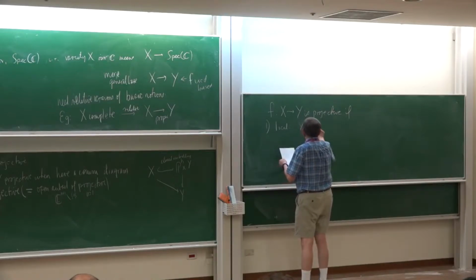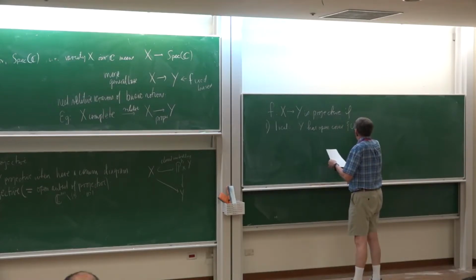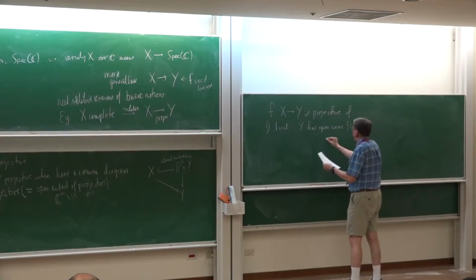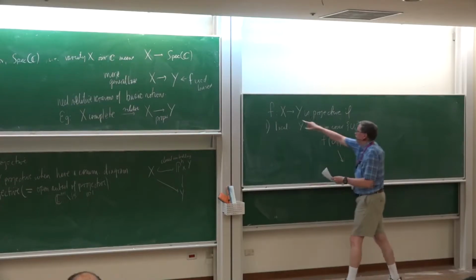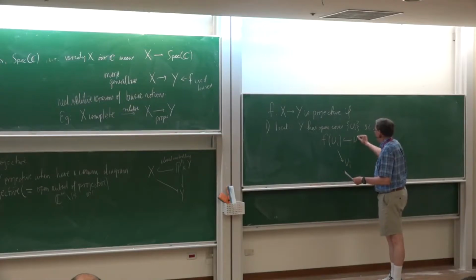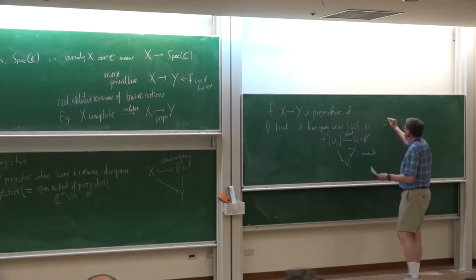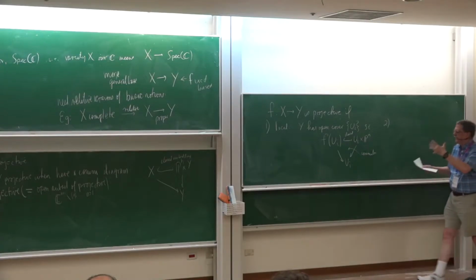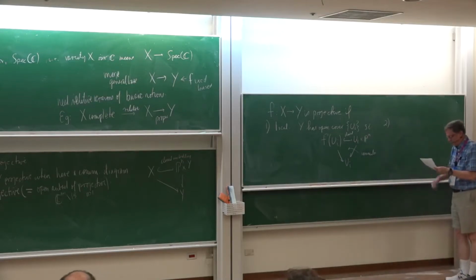So Y has an open cover U_i such that when I look at f inverse of U_i, so when I look at this map over U_i, I get a commutative diagram. This is a closed embedding and this commutes. But there's also a global object, because projective really says that there's some stuff that makes all this hang together in a reasonable way.